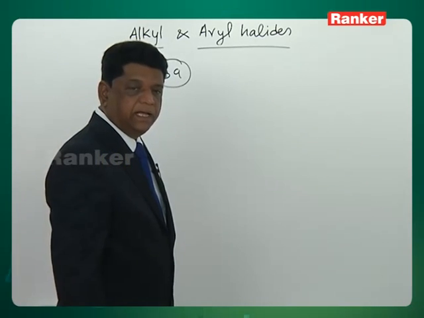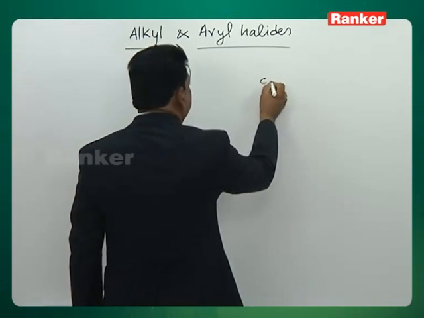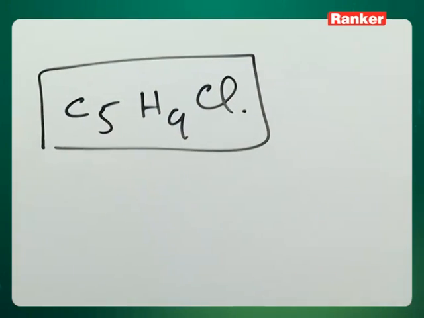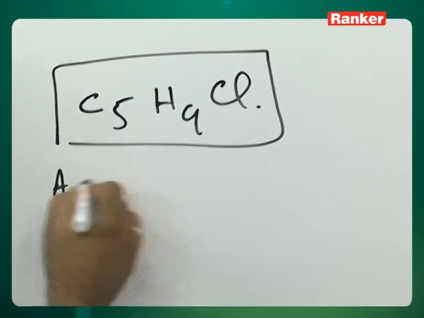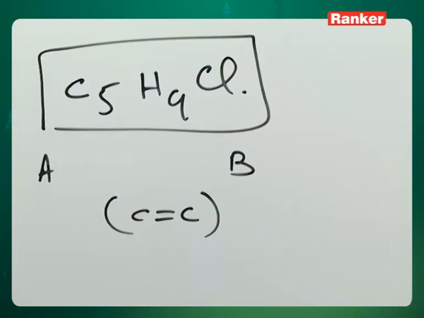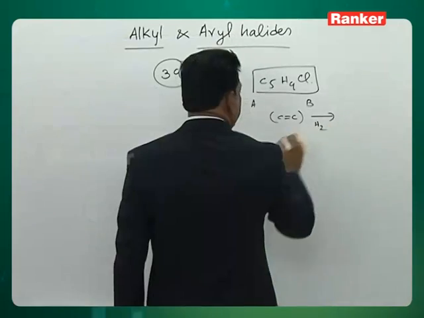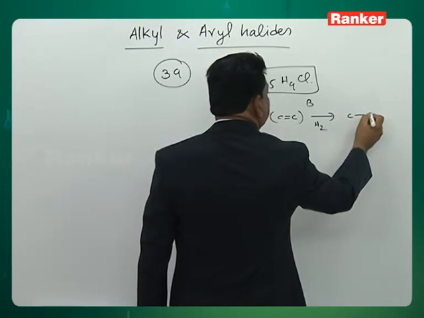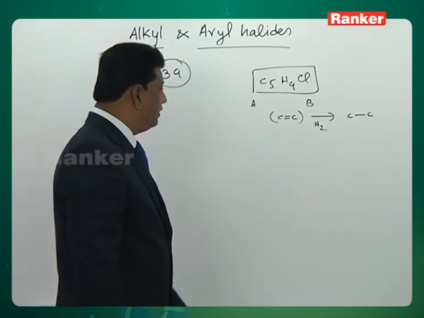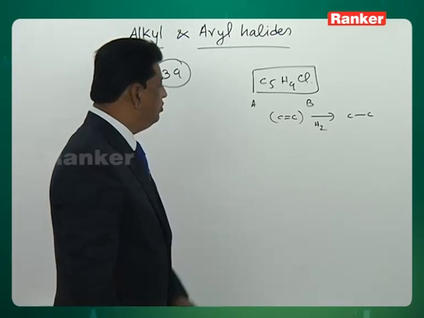Let us see what the criterion is here. The optical activity means both have C5H9Cl. That means there are 5 carbons in both A and B. Both are alkenes. There is one double bond in both cases, and this double bond is hydrogenated. Hydrogenated means the compound will become saturated. It's not a reduction of the alkyl halide, but it is a hydrogenation. Therefore the double bond, the unsaturated site, will become saturated.